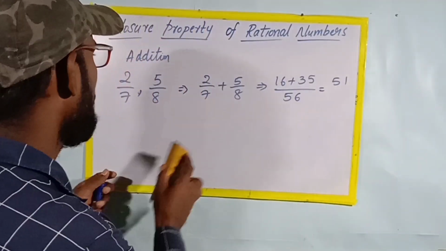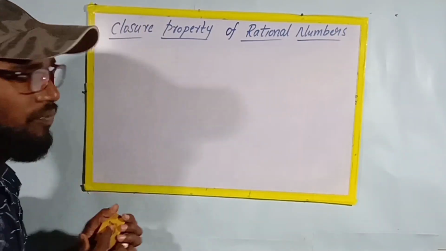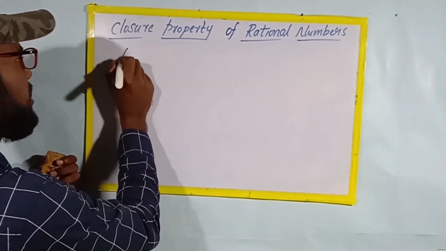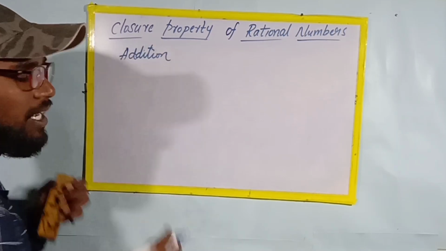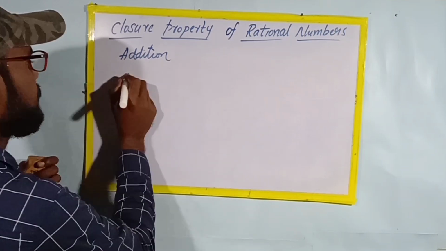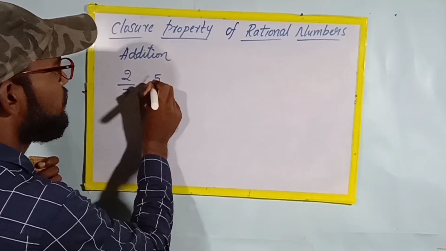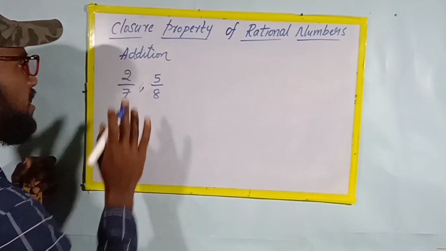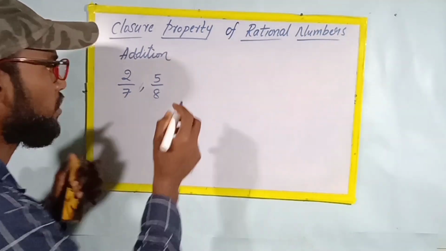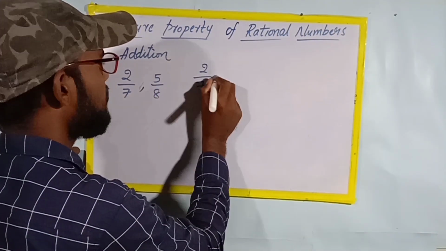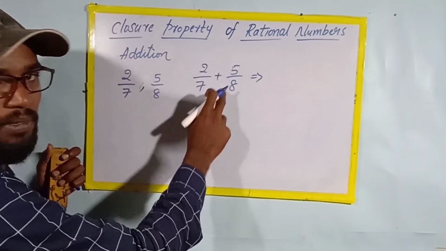See here. Now let us take the first operation, which is addition. For addition, let us take any two rational numbers. 2 by 7, 5 by 8. This is the example I am taking. 2 by 7 and 5 by 8 are two rational numbers. Now I am going to add the two rational numbers. 2 by 7 plus 5 by 8.